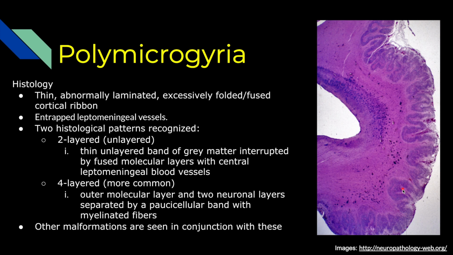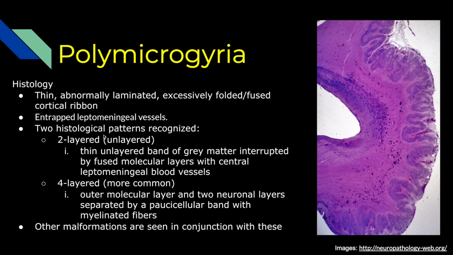So that's very, very characteristic. It's almost like a low-power diagnosis. And once you see it, it's very clear what's going on. There are two histological patterns that have been described. There's this two-layer pattern that really is made up of the fused molecular layers with the central leptomeningeal vessel, and then the kind of disorganized cortical layers beneath it.